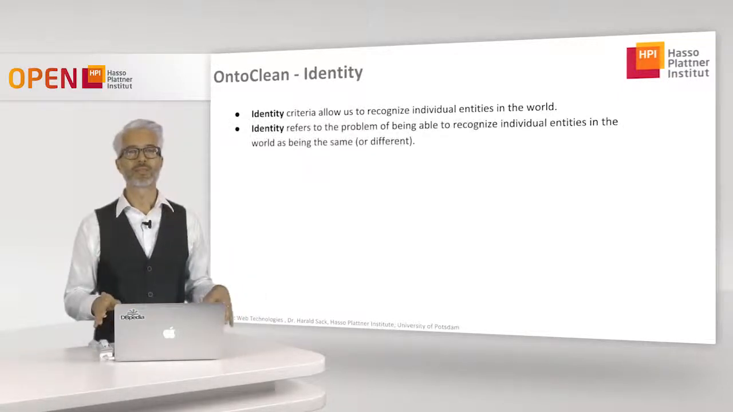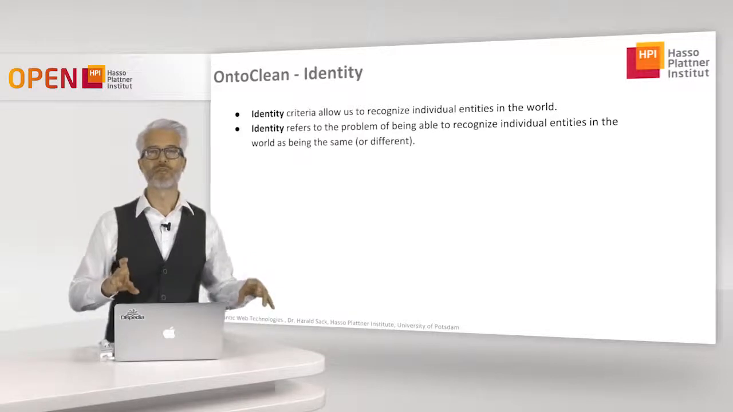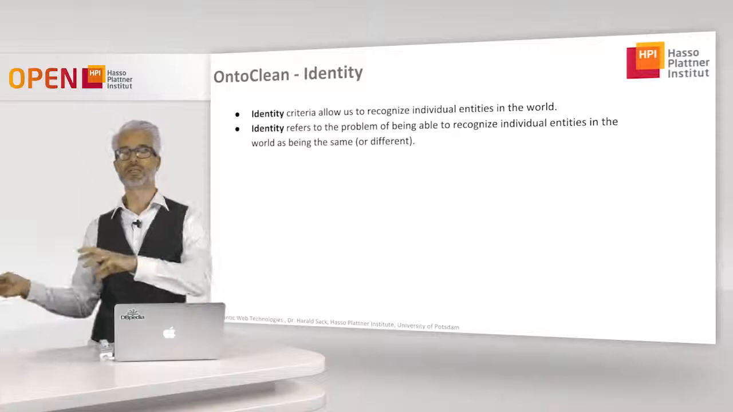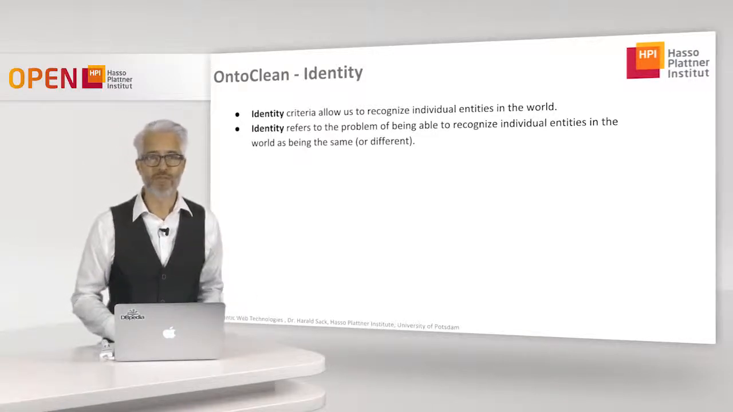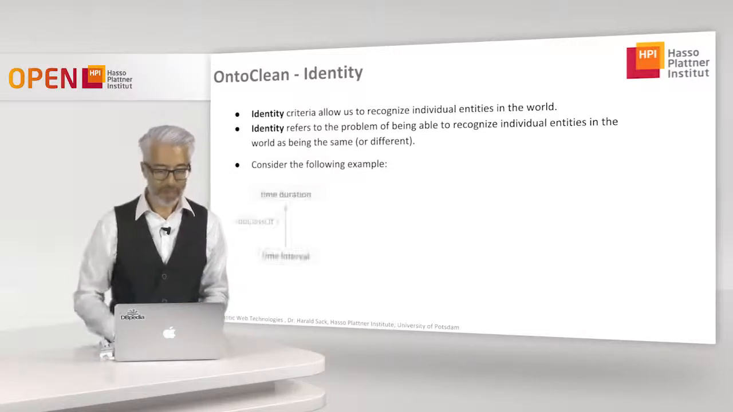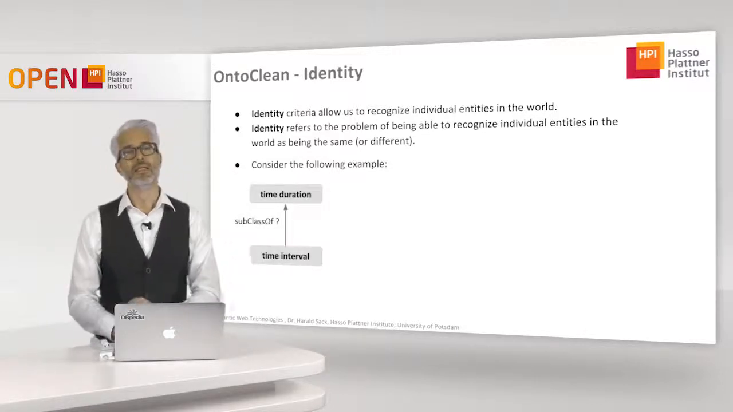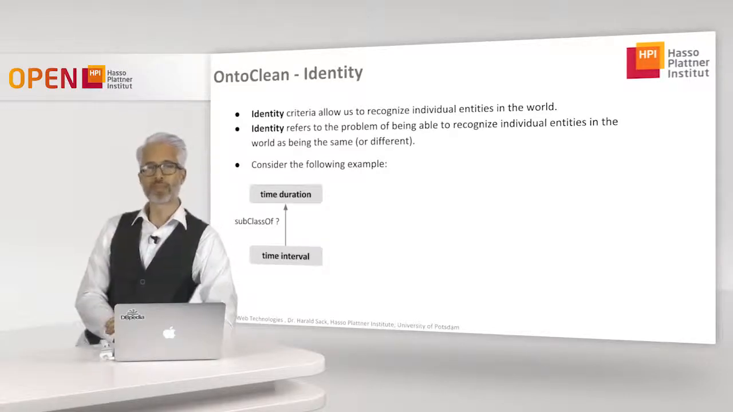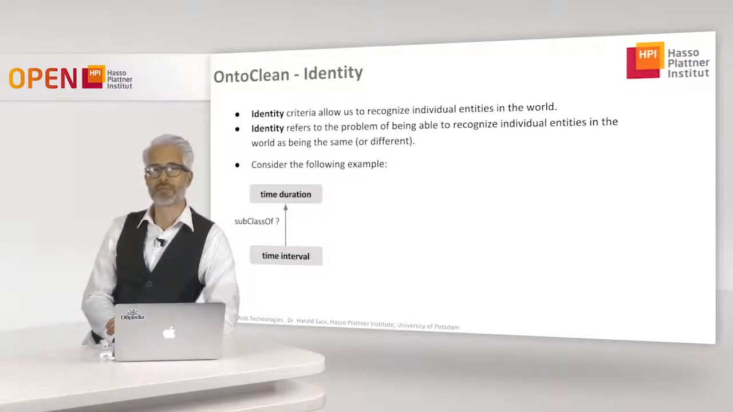So this means that identity refers to the problem of being able to recognize individual entities in the world as being the same or being different. So identity criteria, rather important. Okay, let's look at the following example. Does this subclass relation hold? Is time interval really a subclass of time duration?